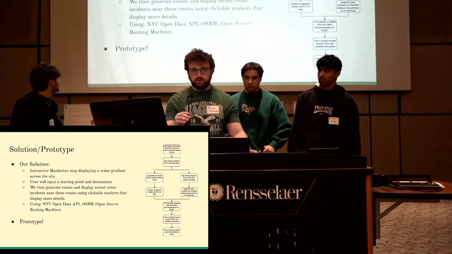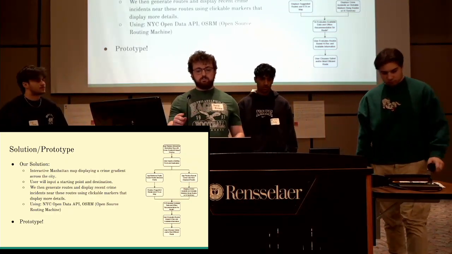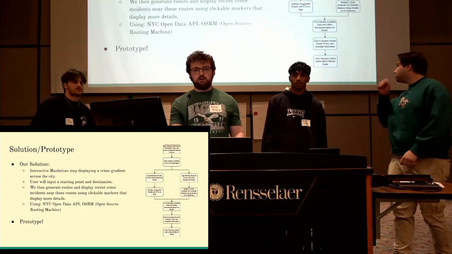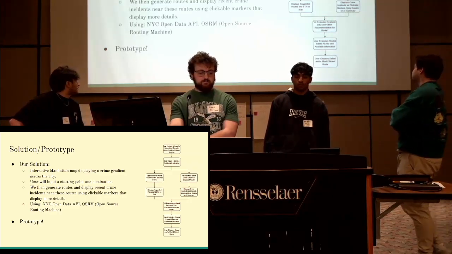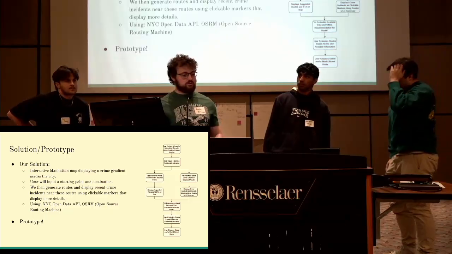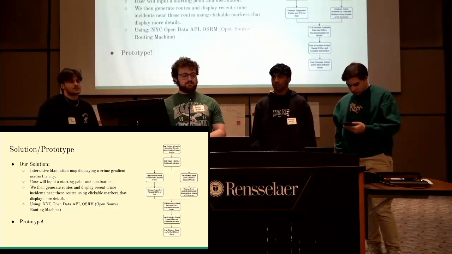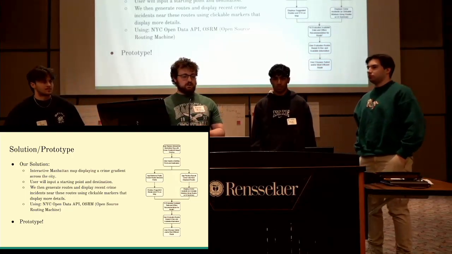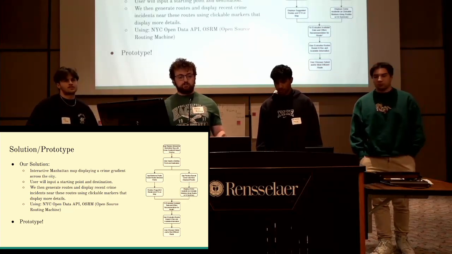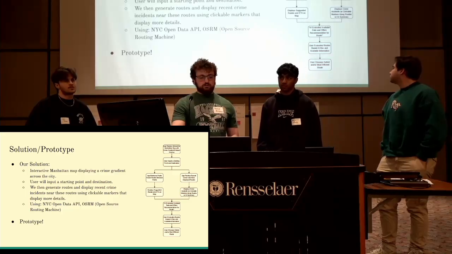Okay, so I'm going to talk a little bit about our solution. Our application has 3 main features. The first feature is our map, which is going to show a gradient of crime across New York City, Manhattan specifically, is what we scoped to. Then the user can input their starting point and their destination, and then we generate routes and display recent crime incidents near these routes. And there will be clickable markers that display more details for each crime. And we're using New York City's open data.